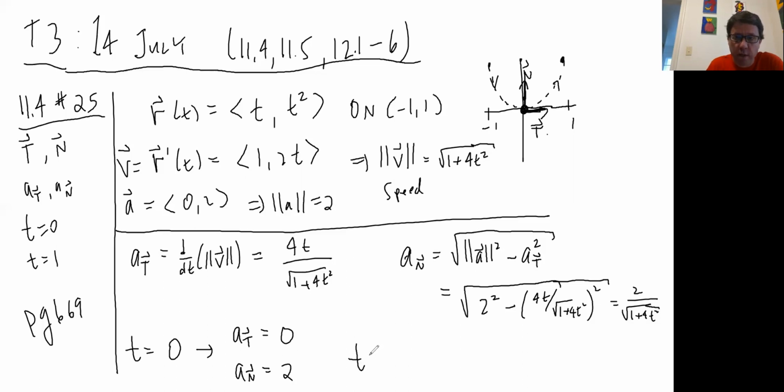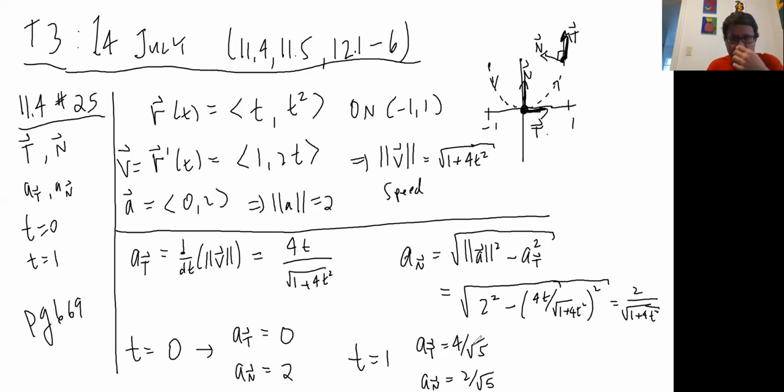At t equals 1, then you're at the end, so you can talk about the tangent vector and the normal, and it's probably not going to be quite vertical there. The tangential component will be, well, you just plug it in, and you'll get 4 over the square root of 5, and the normal component will be 2 over the square root of 5. So there is some part which is causing it to speed up, and there is some part that's causing it to turn. So that's what those a sub t and a sub n mean.